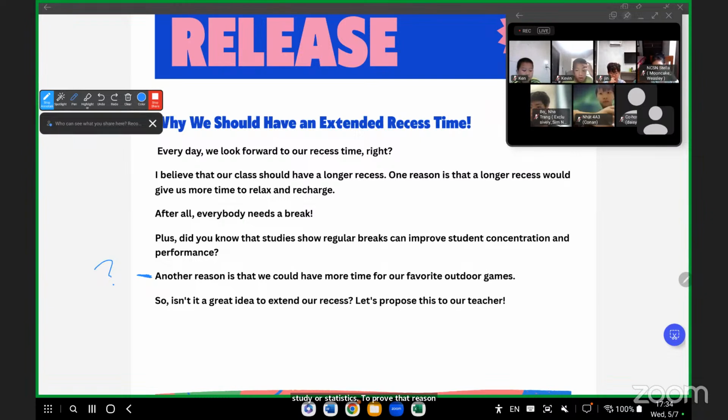That's actually more to do with going back to my second point of persuasion, where I said, speak to people's self-interest, because this is answering the question, what do you stand to get out of agreeing with my idea? Well, you can have more time to play your favorite games at recess. So that's just talking to people's self-interest a little bit there. And finally, what is at the end here?